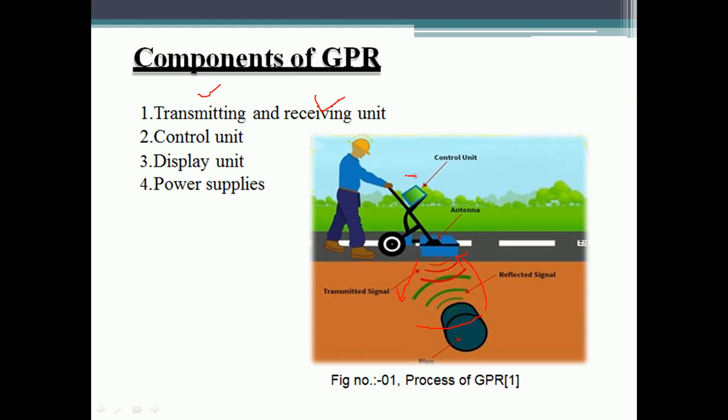is controlled by a controlling unit, and it also has a display. This display gives us the cross section of the particular area where we are conducting the survey. We also need a power supply for this, so there is a power supply unit. It is a very simple instrument, and it can be handled very easily without any difficulties.